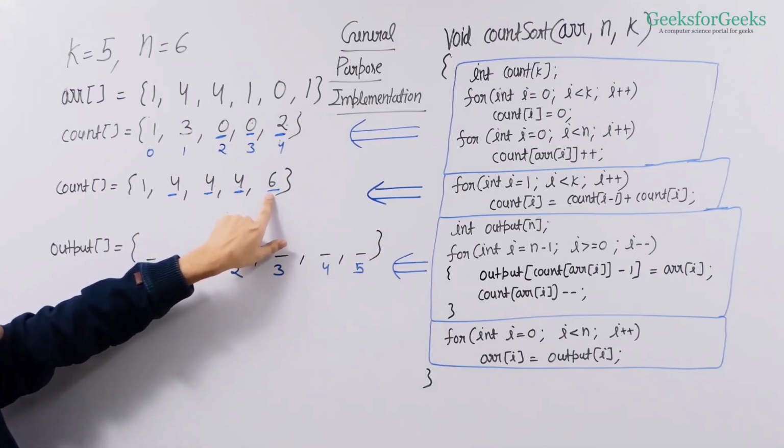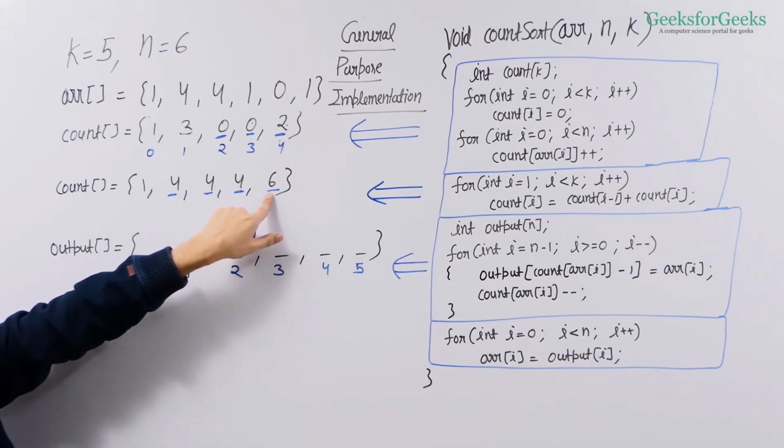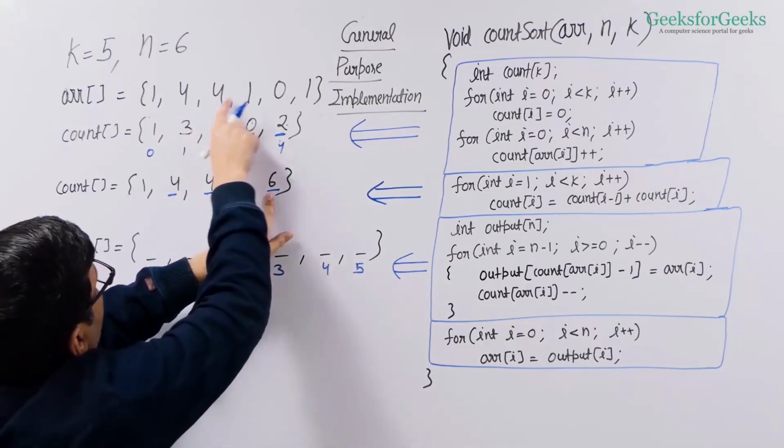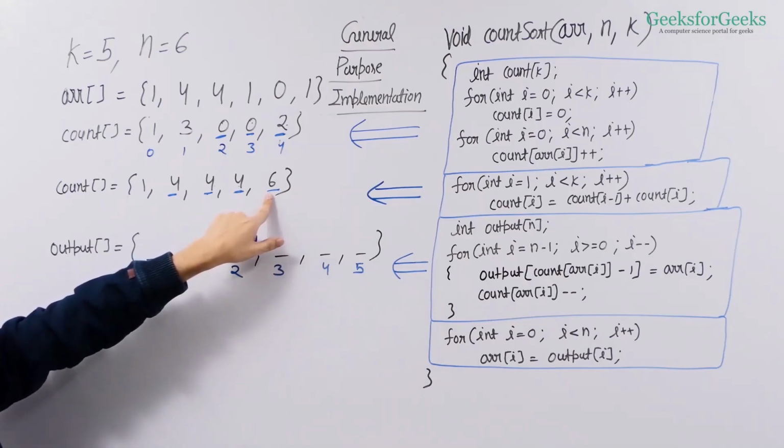Count of 4 means 6. So how many elements do we have smaller than or equal to 4? We have all 6 elements. That's why we have the value 6.